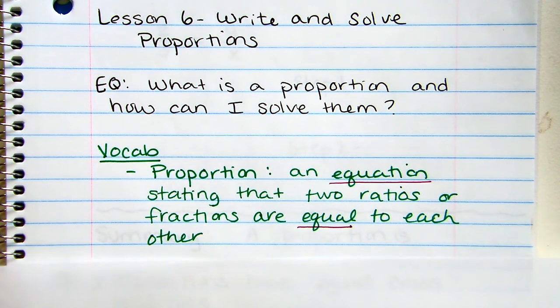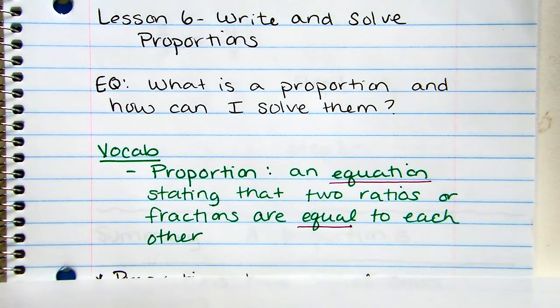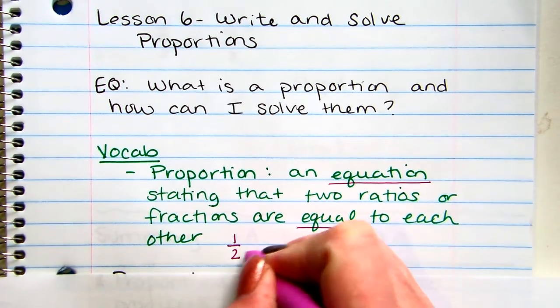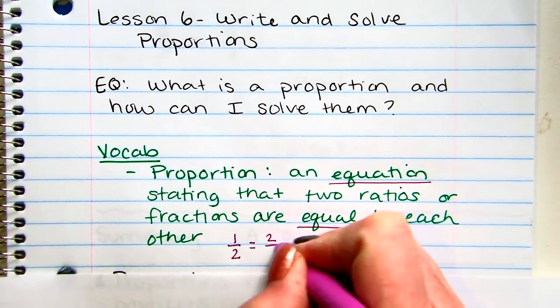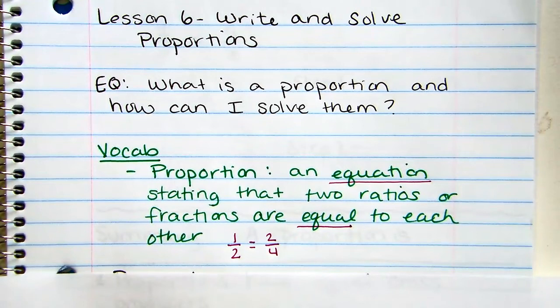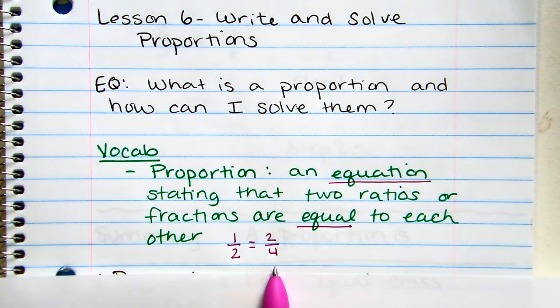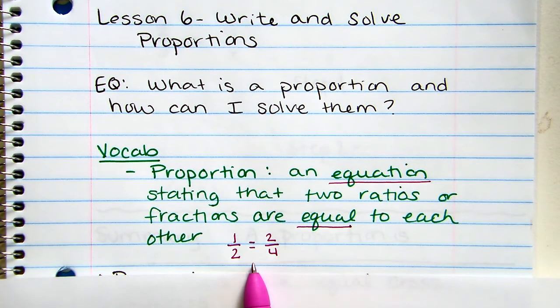So an example of our proportion could be if we had 1/2 equals 2/4. This would be an example of a proportion because these are two ratios, in this case two fractions, that are equal to each other. If I was to simplify 2/4, I'd get 1/2. So then it would be 1/2 equals 1/2.